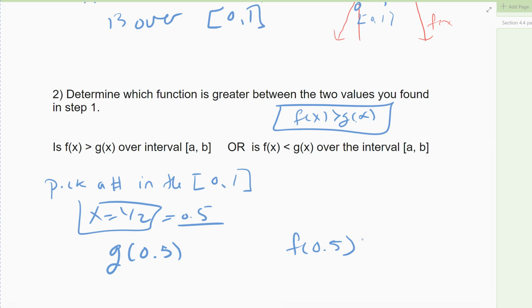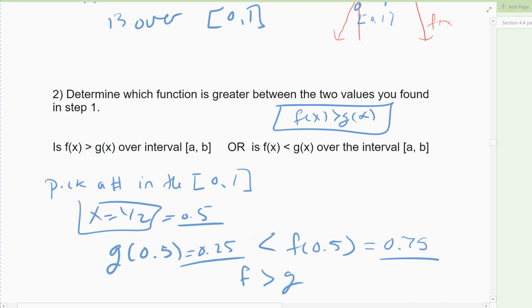And so when I plug 1/2 into g, it comes out 0.25. When I plug 1/2 into f, it comes out 0.75. And so f is the bigger function, right? F is bigger than g. 75 cents is bigger than 25 cents. And so I've checked it.